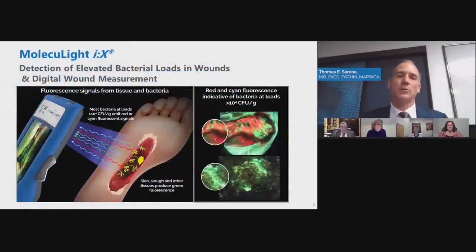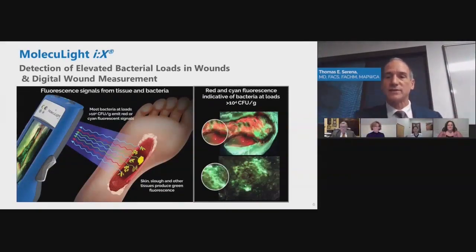Many of you have probably already know or have seen MolecuLight. It is a device that shines a violet light on the wound at about 405 nanometers. When you shine that on the wound, the bacteria or the porphyrins or pyoverdines in Pseudomonas, they'll shake. And when they shake, they emit their own light. The device picks up that image that the bacteria put out. So you get red or cyan fluorescence.